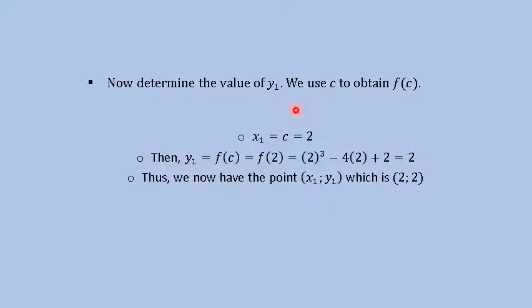Now determine the value of y1. We use c to obtain f of c. And remember, in this situation, our c is what? It's 2. As you can see, x1 equals c equals 2. Then y1 equals f of c equals f of 2 equals 2 cubed minus 4 into 2 plus 2 equals 2. That's the answer. So it means your y1 equals 2. Now we have the point x1 and y1, which is 2 and 2.